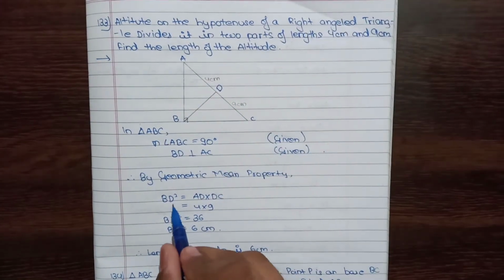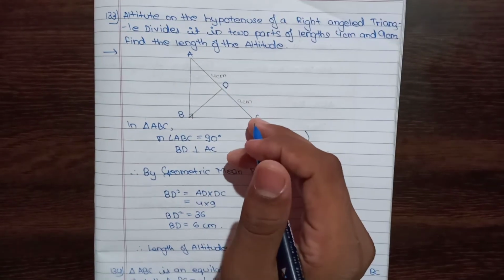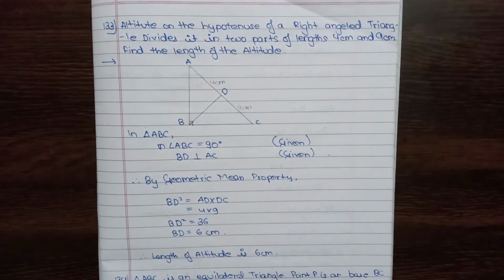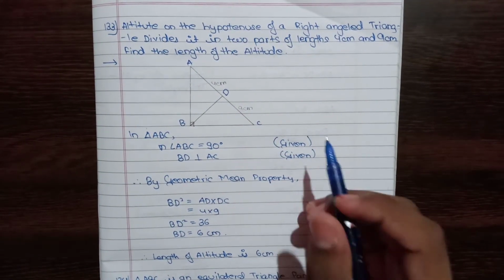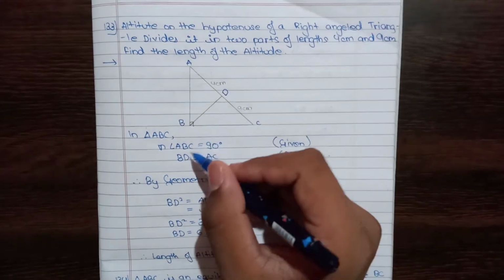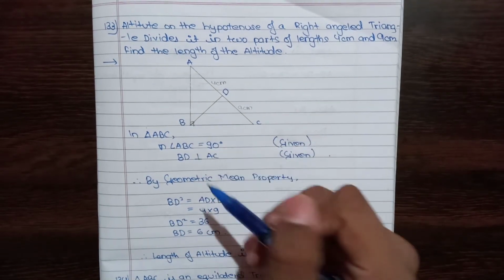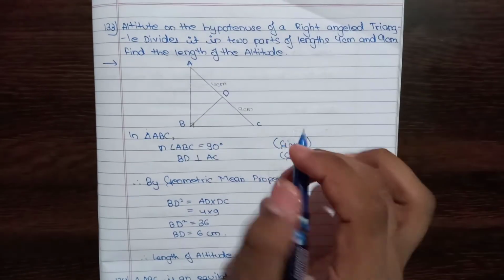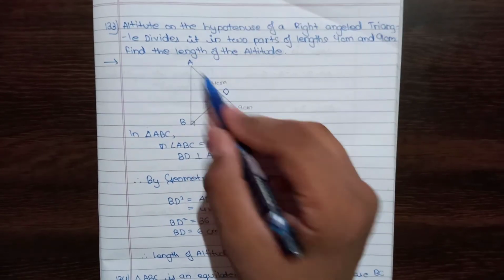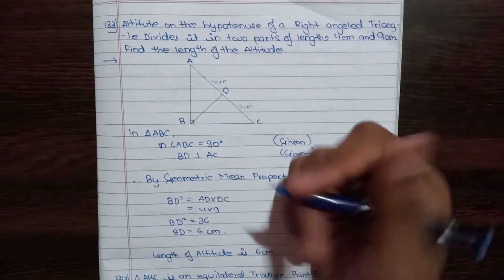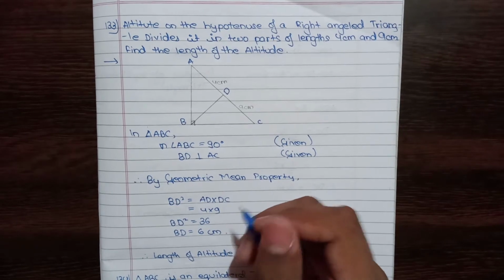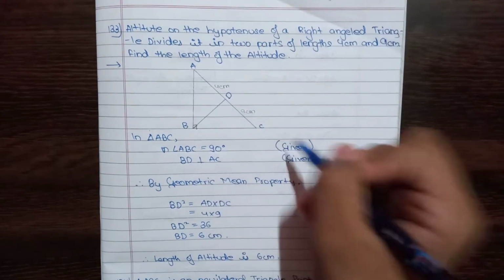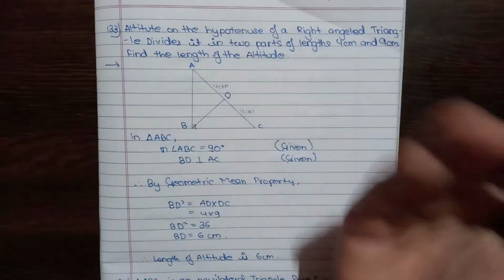So let us find. As you know, I had taught you the property of geometric mean at the beginning of this lesson. What that geometric mean property says is that if an altitude is drawn from the 90-degree angle to the hypotenuse, then it divides the triangle into two similar parts. So BD square equals AD into DC was the formula of geometric mean. That only formula we are going to use today also here. So by geometric mean property, BD square equals AD into DC. Now we'll put in the values and get the answer.